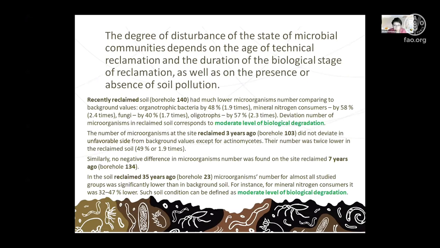So the degree of microbial community disturbance depends on the age of technical reclamation and the duration of the biological stage of reclamation, as well as on the presence or absence of soil pollution. The degree of deviation of the number of microorganisms in recently reclaimed soil and in soil reclaimed 35 years ago corresponds to a moderate level of biological degradation. Soil plots in other boreholes are not degraded. So the number of microorganisms in the reclaimed soil is restored to the level of the background soil in 3 years.